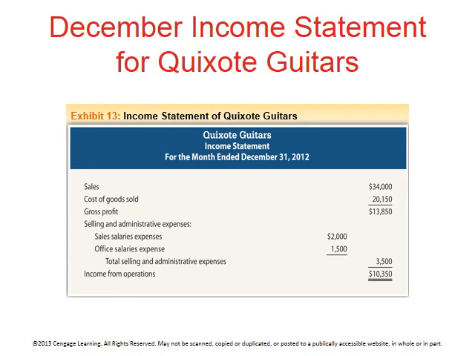If we look at our income statement, we sold $34,000 worth of guitars. Our cost of goods sold was $20,000 for the guitars plus the $150 of under-applied overhead. Then we subtract our selling and administrative expenses. We get income from operations of $10,350 for Quixote Guitars.